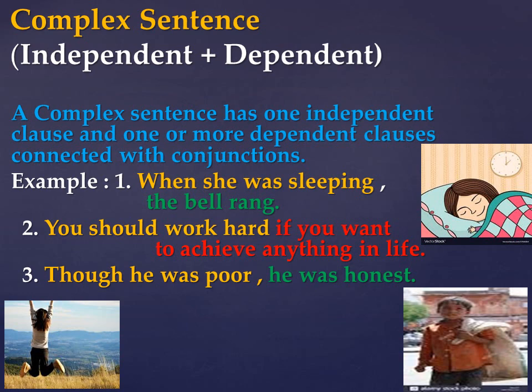And in the third sentence, though is the conjunction that made the clause he was poor a subordinate clause. Though is used, and what has happened is that he was poor has become subordinate. Okay, so the use of these connectors or conjunctions is very important in the structure of a sentence. We have to identify these conjunctions to understand the structure of sentences.